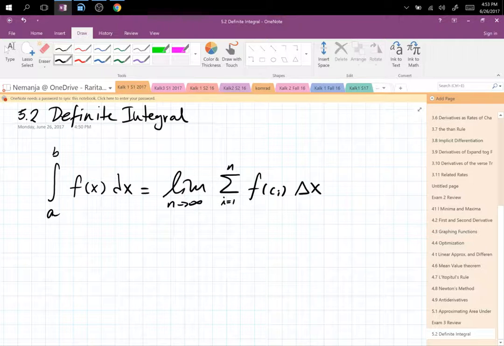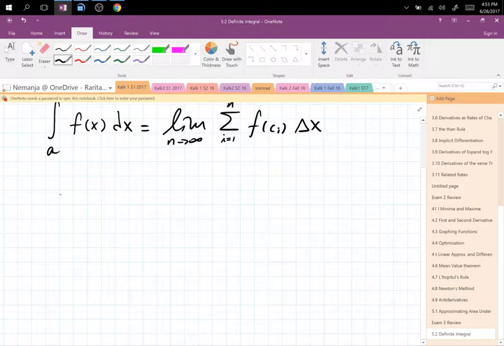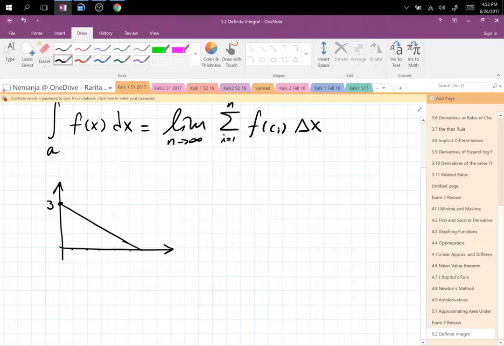And you can find the integral using the Riemann sum, or you can find the integral using the antiderivative. So say that you have a triangle like this. So you count, this is 3 and this is 6. And you want to know the area of this triangle. Sure, you can use the area of the triangle formula, which would be half of base times height, and the answer is 9. But why simple if we can do calculus, right?